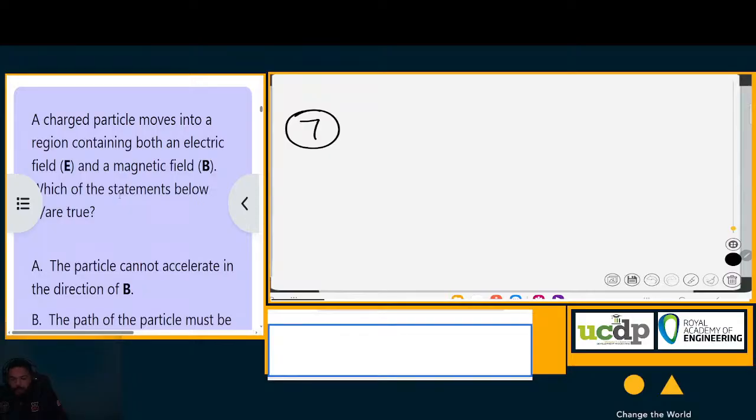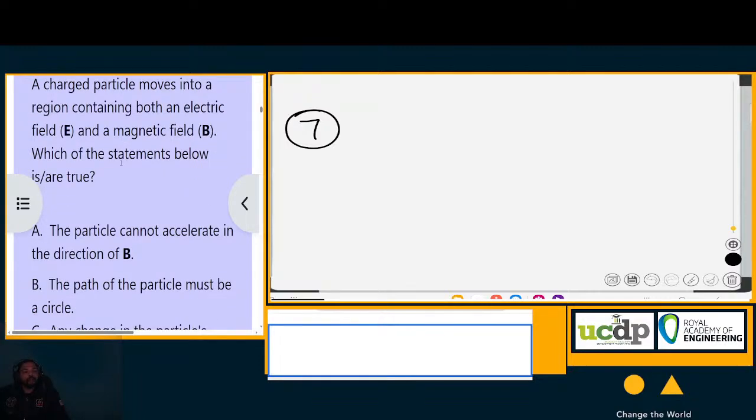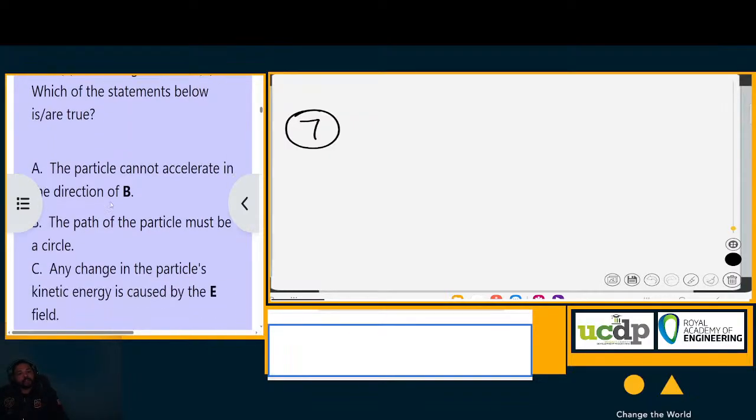A charged particle moves into a region containing both an electric field and a magnetic field. Which of the statements below is or are true? So which of the following statements is or are true, if this particle is moving into a region that contains both an electric field and a magnetic field? Again, here you need to know the difference between how an electric field would affect a charge and how a magnetic field would affect the charge.